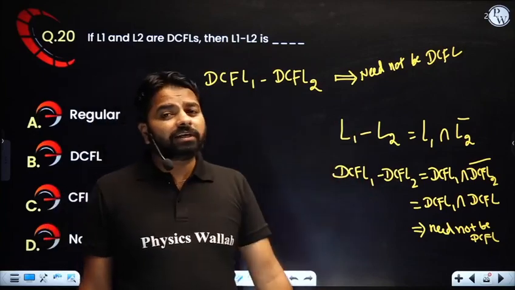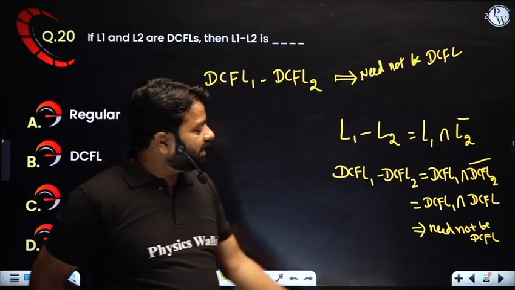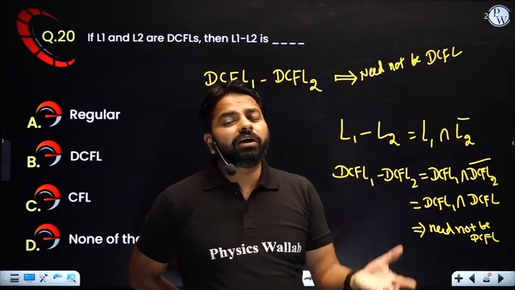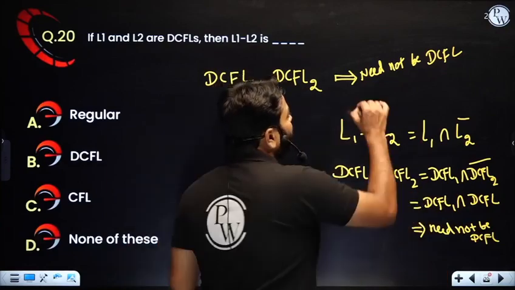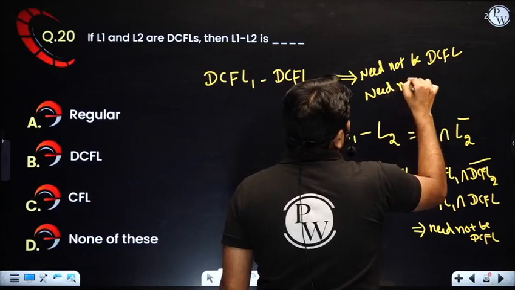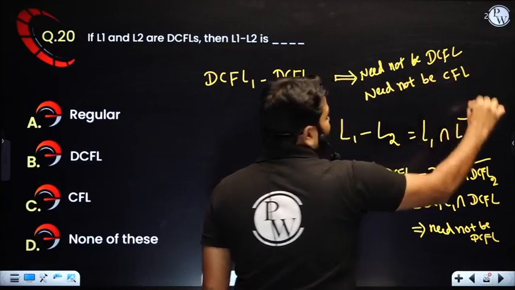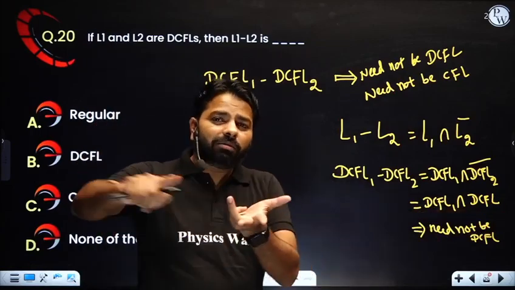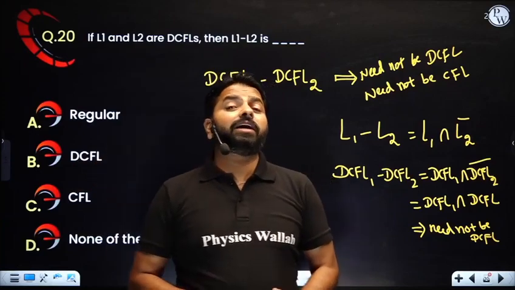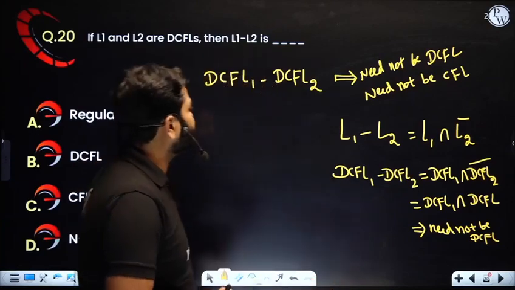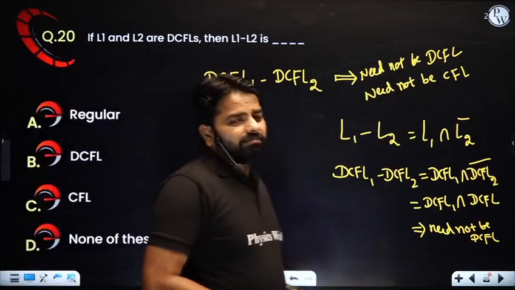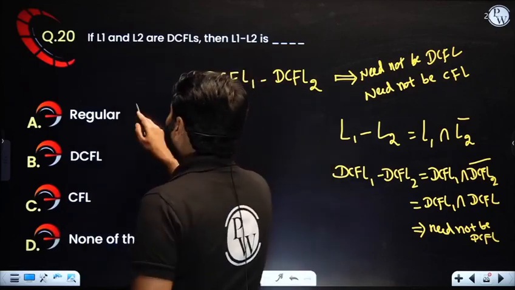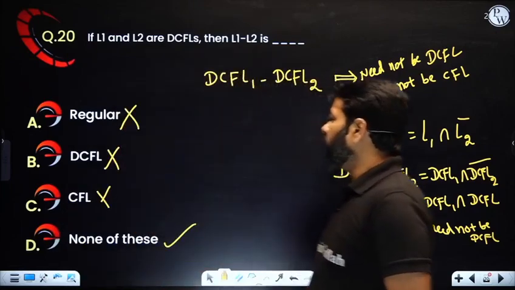So now can I say always CFL? Is there any guarantee DCFL intersection DCFL is always CFL? Intersection of two DCFLs, we already know it need not be CFL too. We already seen that, the same concept comes here. That's why immediately I stopped what I was speaking. Go back and look at intersection of two DCFLs. We say need not be DCFL, we say need not be CFL, because we are getting context sensitive language always. That's why not only DCFL minus DCFL, CFL minus CFL also the same answers come out. So regular, DCFL, CFL we fail, so none of this.